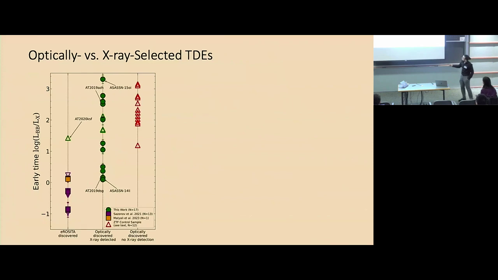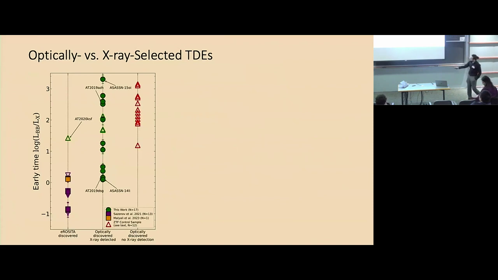Another thing we can do is compare these optically selected TDs with X-ray selected TDs. So here I plot the early time peak optical UV luminosity over the early time X-ray luminosity, and divide in three classes: the Rosetta discovered sources, the optically discovered with X-ray detection, so our sample, and optically discovered with no X-ray detection. So these are just limits.